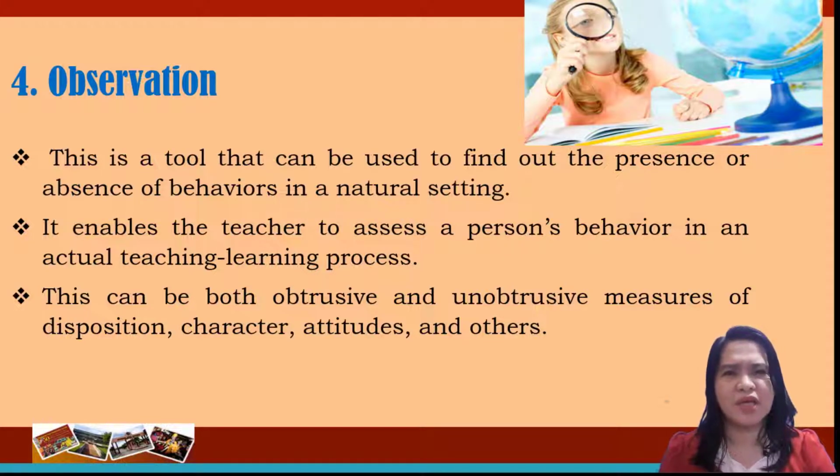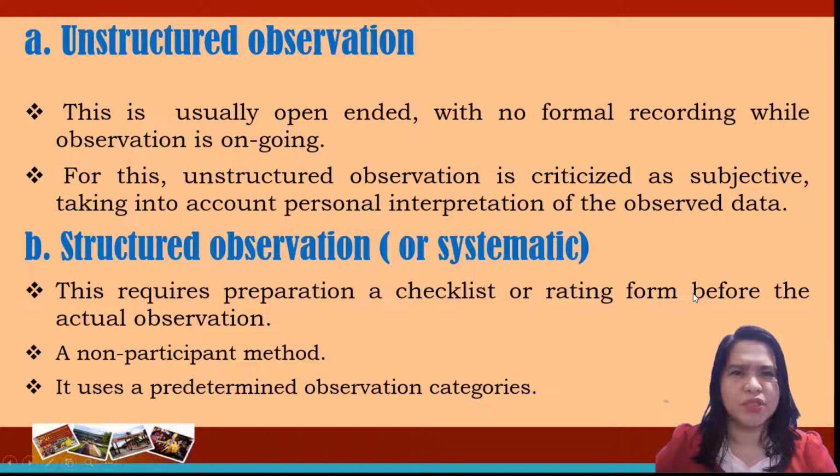However, a teacher may also discover those who play a clean game and those who play on foul moves. Such behavior is indicative of affective characteristics like honesty and sportsmanship, which we aim to develop not only for the MAPE subject but across the school curriculum. There are actually two types of observation. We have the unstructured observation, which is open-ended with no formal recording. And the unstructured observation has been criticized because it's very subjective, taking into account personal interpretation of the observed data.